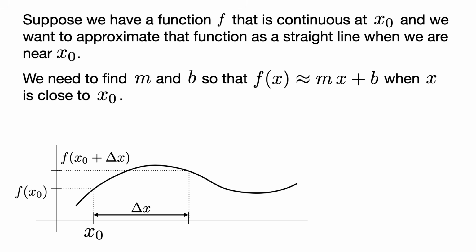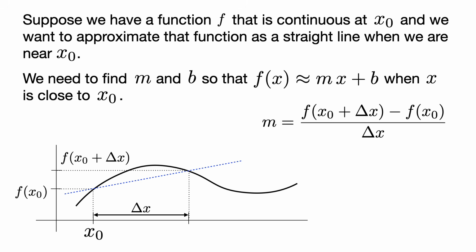Now we have 2 points. We could use the equation of the line of the form for 2 points that I showed you previously. That gives us our expression. So the slope is just the change in f, which is f of x0 plus delta x minus f of x0, and the change in the domain is delta x. And then that gives us this approximation for the function f.